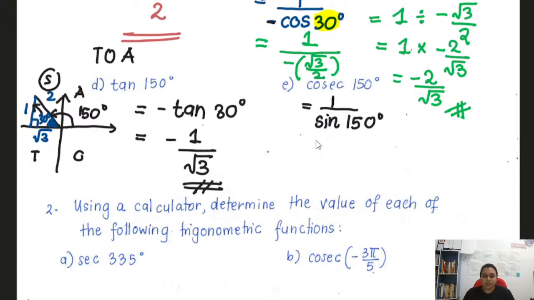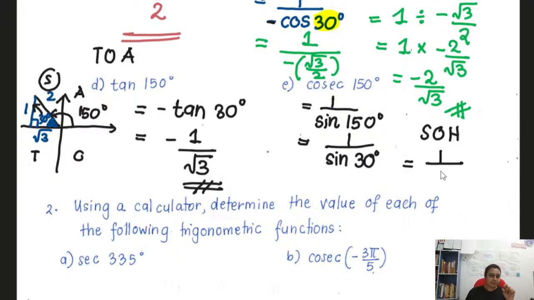Okay, get ready. Okay, sin 150. Okay, when you draw 150, it goes to quadrant 2, right? So it will still be positive, huh? So sin 30. Okay, sin is opposite over hypotenuse. So what is our opposite? Opposite is 1. Hypotenuse is 2. So 1 divided by 1 over 2, we will get the answer 2.